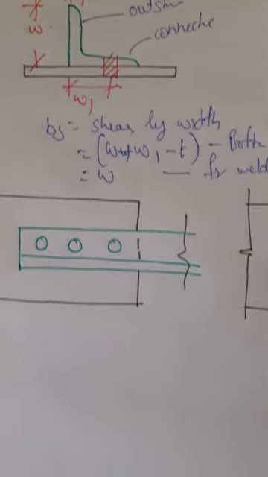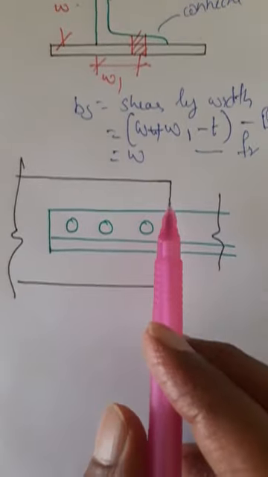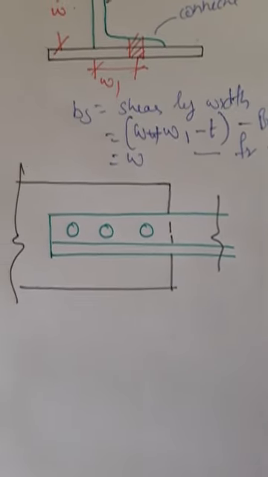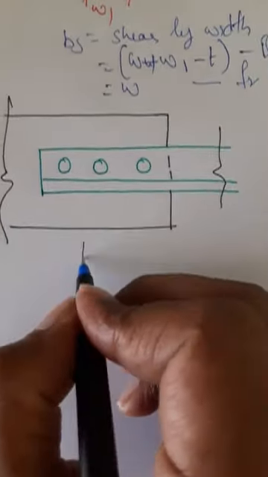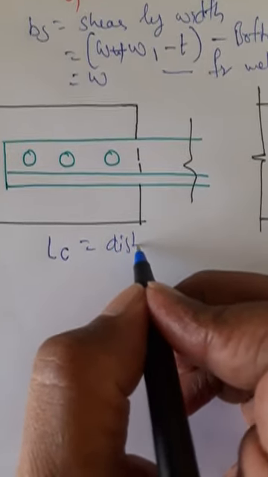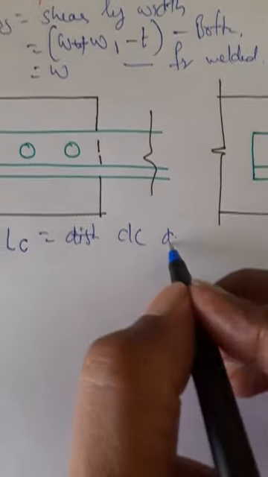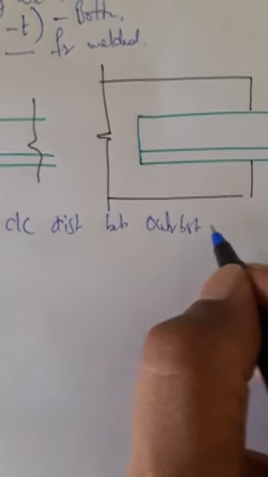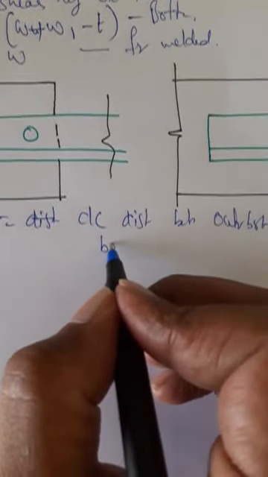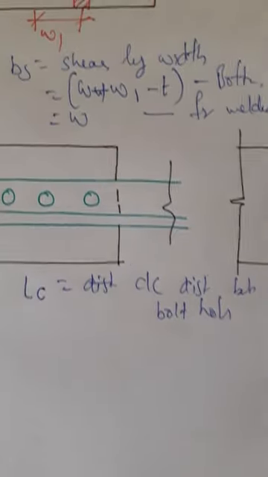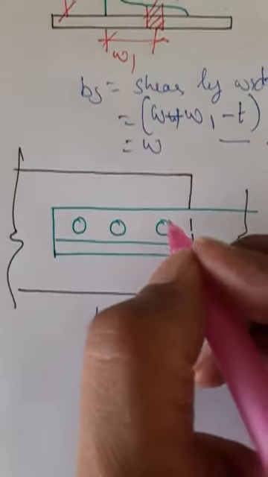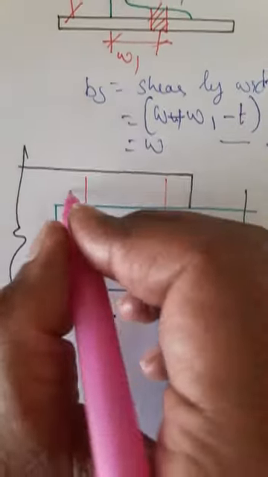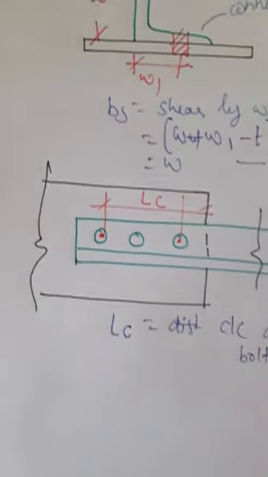Now let us consider the longitudinal section. Let us say this is a bolted connection and this is a welded connection. Now I have to define the term LC. LC is defined as the center to center distance between the outermost bolt holes. So if I consider this joint, center of this bolt hole to center of this bolt hole, this distance is defined as LC.